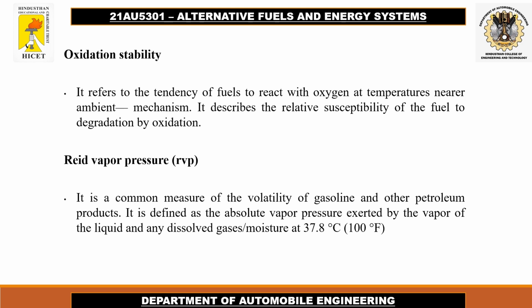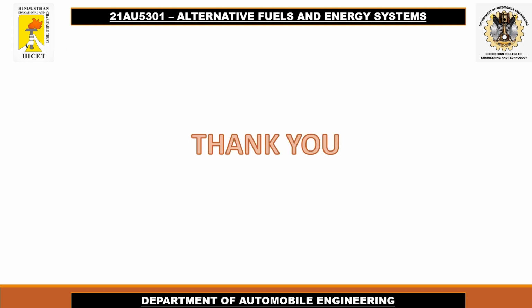And finally, Reid vapor pressure. It is a common measure of the volatility of gasoline and other petroleum products. It is defined as the absolute vapor pressure exerted by the vapor of a liquid and any dissolved gases or moisture at 37.8 degrees Celsius. So these are the different types of properties which a fuel, or an alternate fuel, should possess.